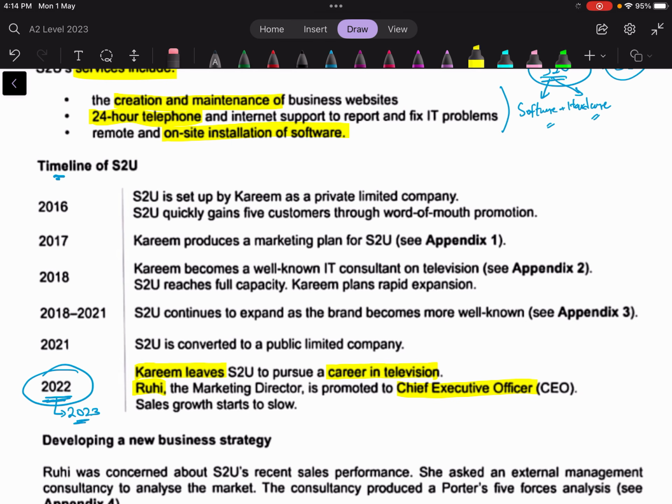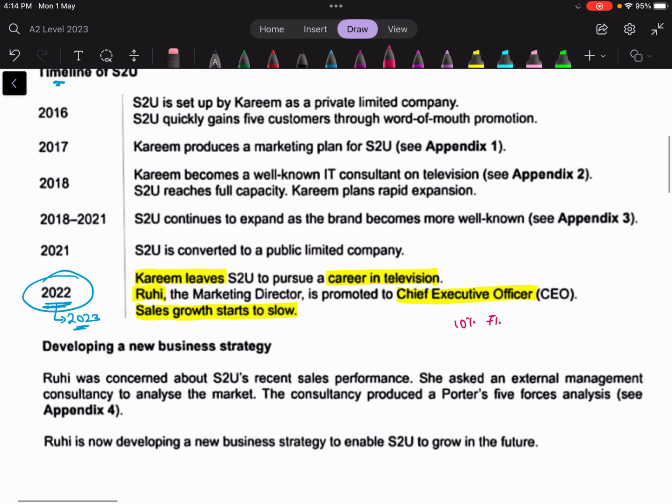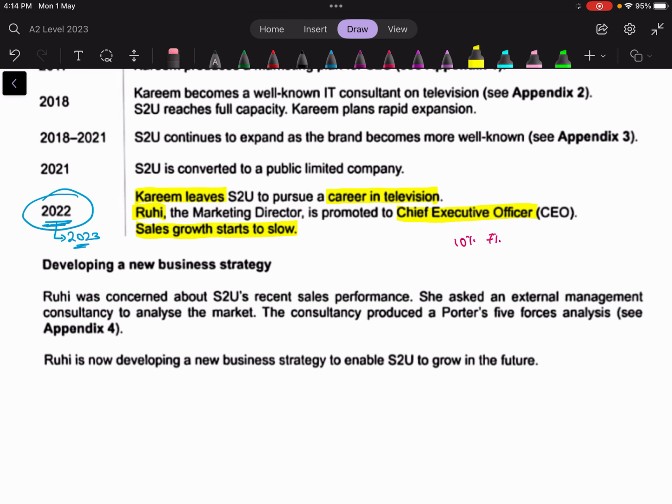Though it's not explicitly mentioned, you can clearly see that as Kareem left, sales growth has started to slow down. By no means does it say that sales have started to fall. No, sales growth has started to slow down. So for example, if you had a 10% increase in sales, now the increase in sales is like 7%. So your sales aren't growing as they were growing before. And a possible reason can be that Kareem, the major backbone of the business, has left to pursue a career in media agencies.